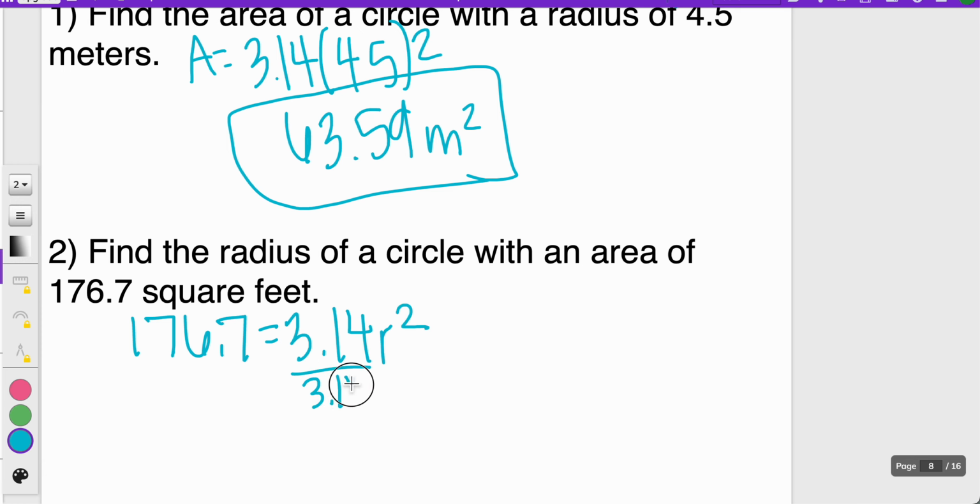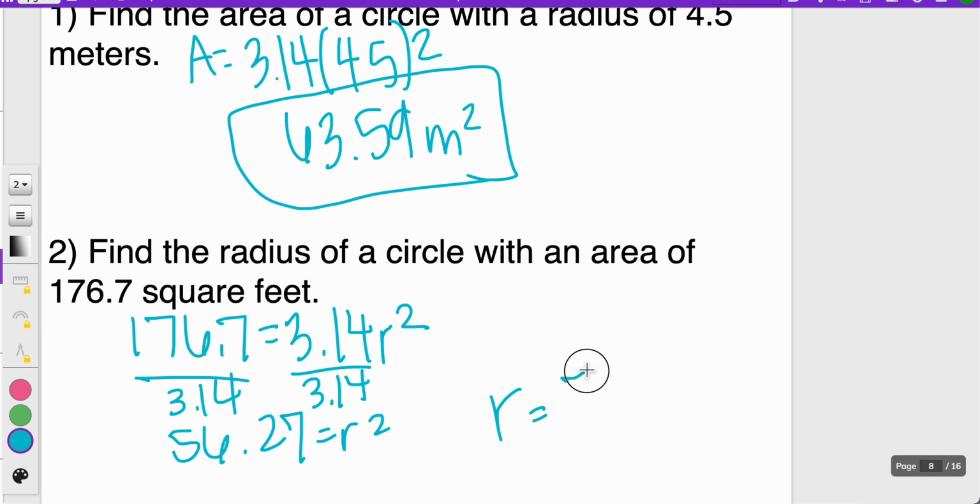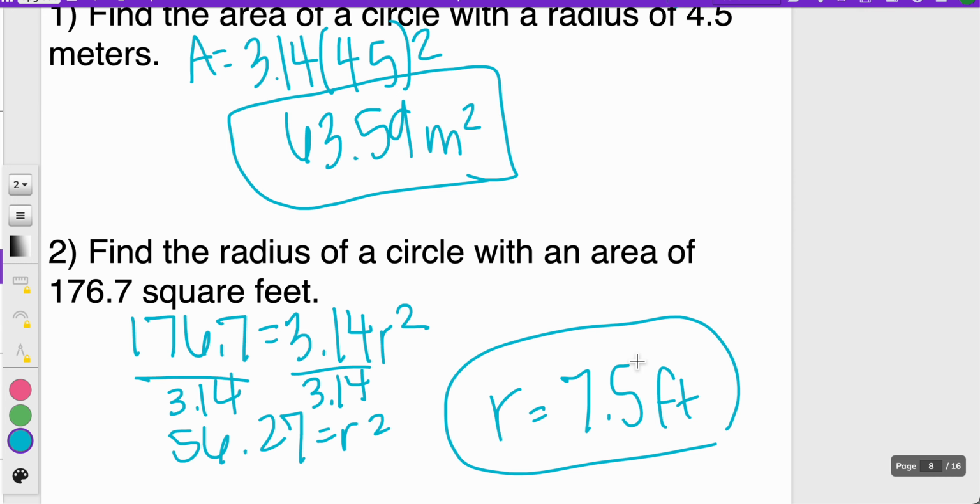Then our next one, we're starting with area, so 176.7 is equal to pi times radius squared, dividing by pi first. I'm going to get 56.27 is equal to r squared, so finding the square root of that is about 7.5 feet.